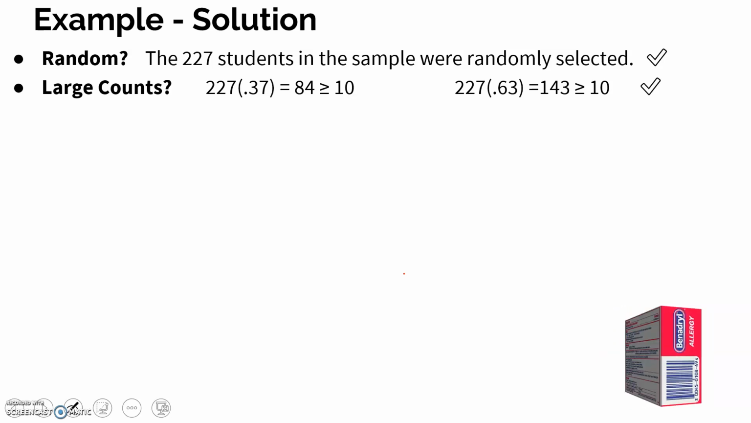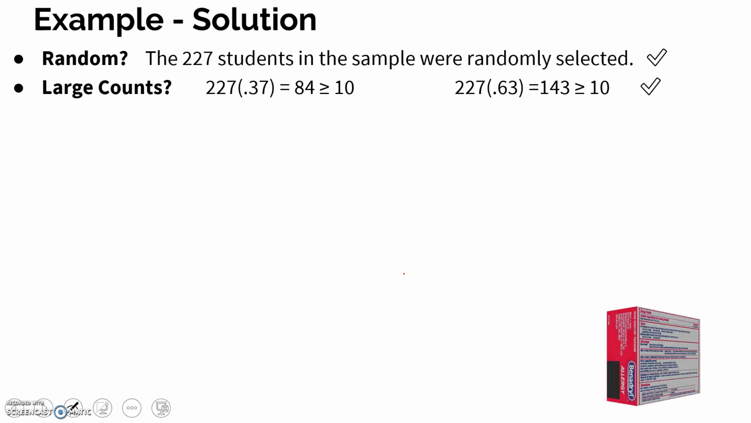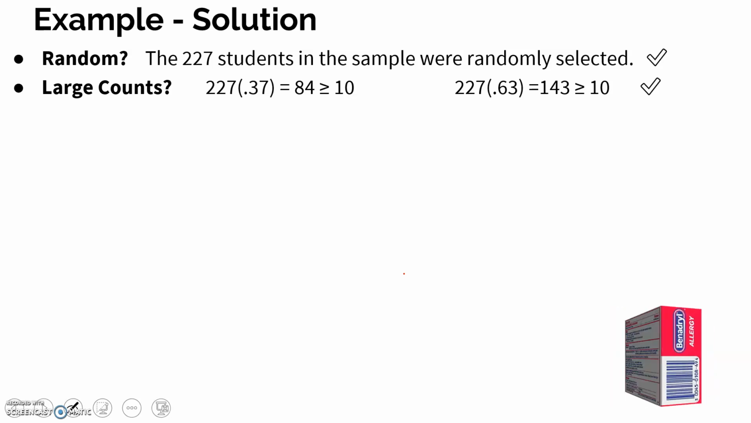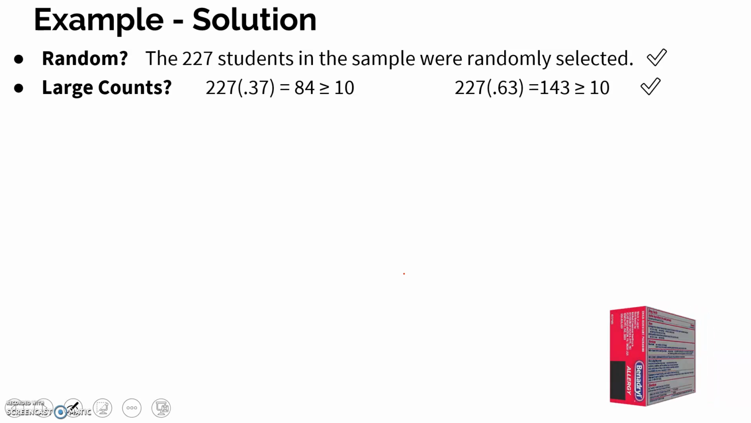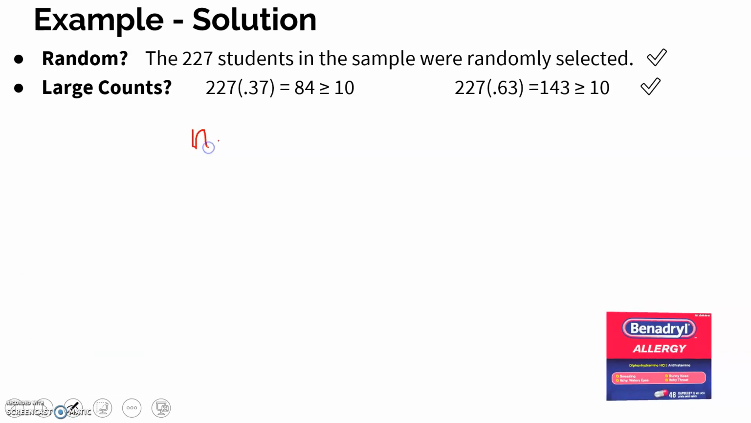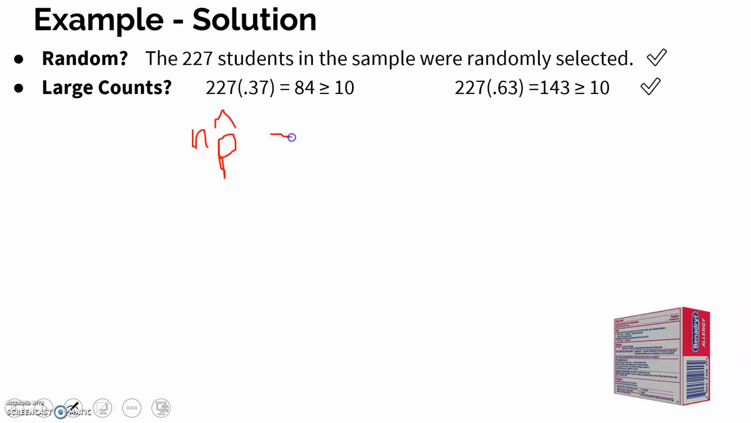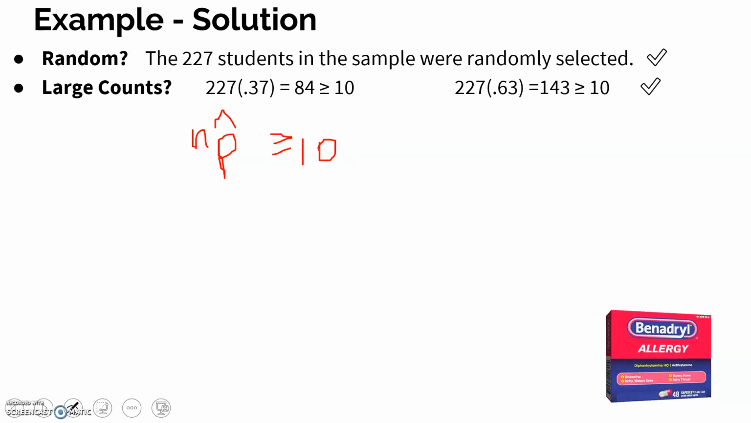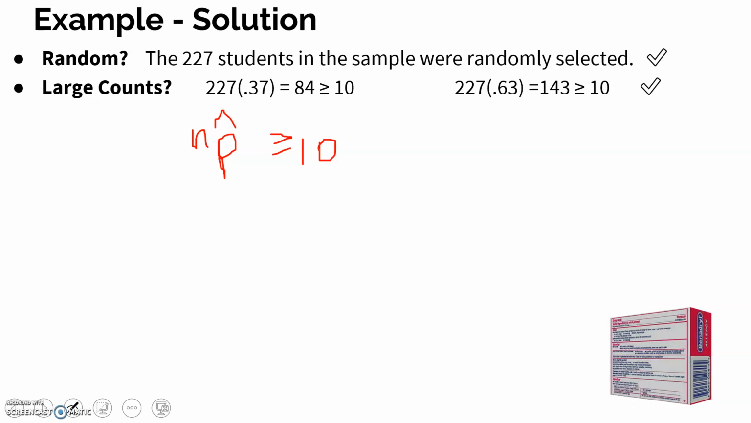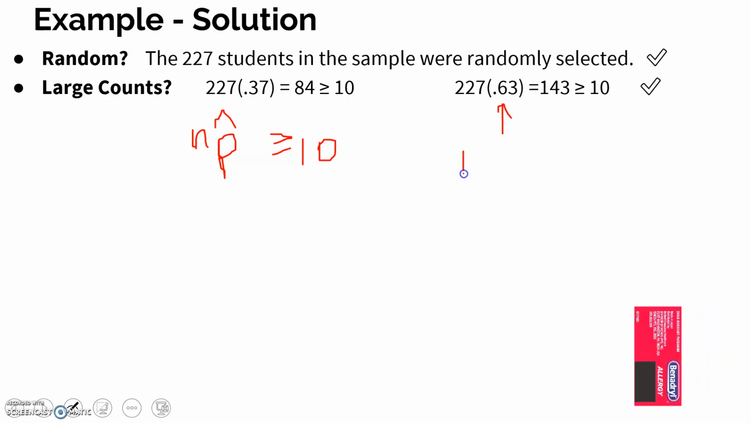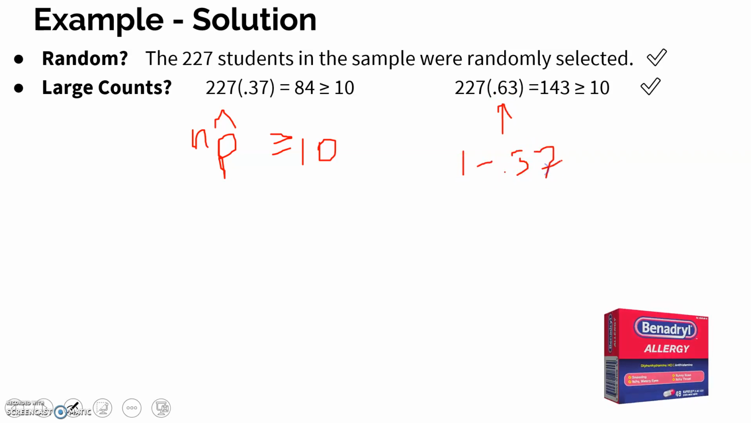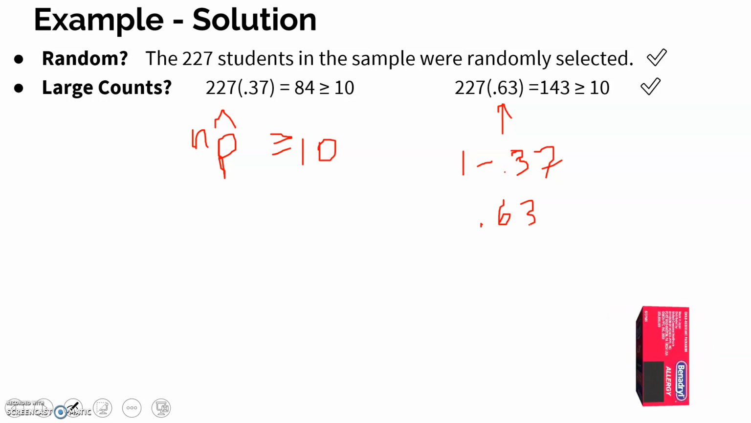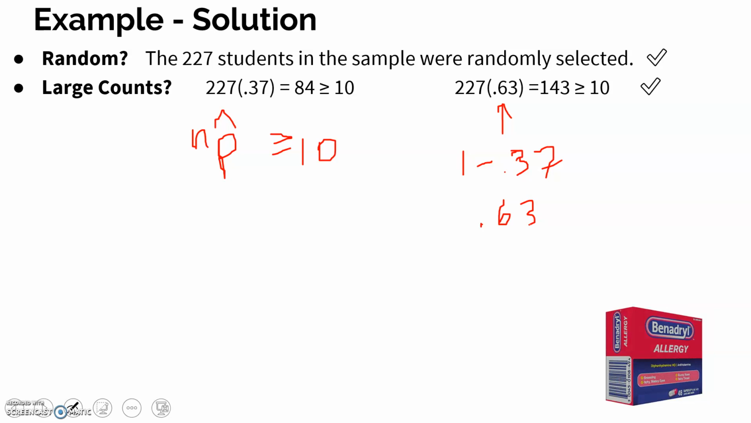All right, so number one, was it random? Yes, it was. There were 227 students that were randomly selected. As long as the problem says random somewhere, we're going to assume it was like an SRS or done in some other truly randomized manner. Large counts, as you guys wrote down on the previous slide, n times p hat has to be greater than or equal to 10. In this case, 227 times 0.37 gives you roughly 84. And likewise here, 0.63, which comes from 1 minus 0.37. So remember, n times 1 minus p hat gives us roughly 143, which is greater than or equal to 10. So our conditions are satisfied.